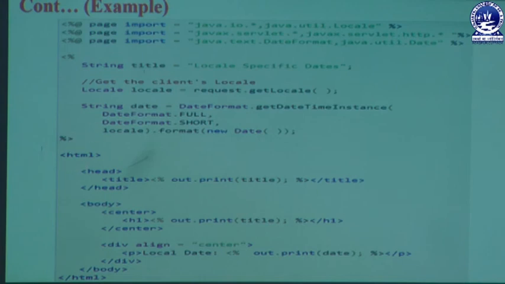Then finally we can start the HTML code. First of all, we write the html tag, then we define the head tag. In that head tag, we define the title. In the title tag, we write which title is set in this program. That is printed through out.print with the title, which is written as locale specific dates. We close it with a semicolon, then close this scriptlet tag, then close the title tag, and then close the head section.